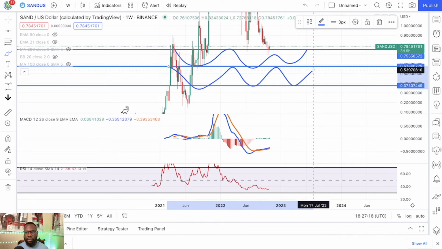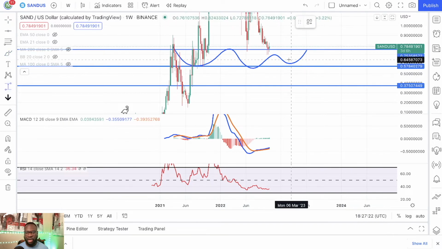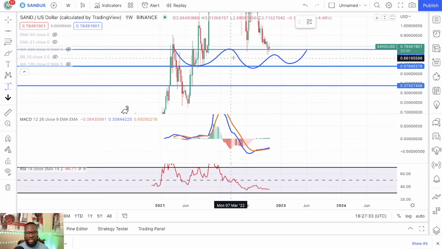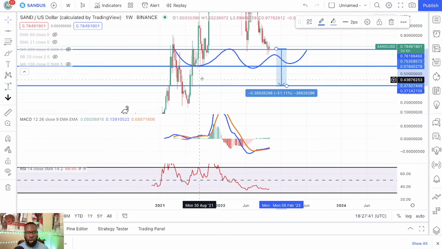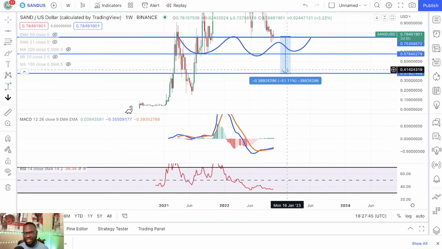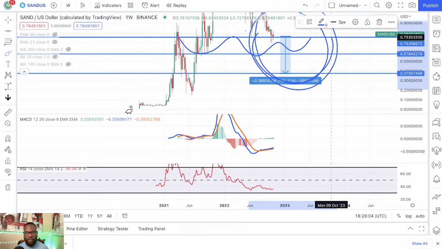So when we talk about another potential crash in the altcoin market, you can clearly see that Sandbox is going to have to hold these levels right here, because otherwise this is a project that could potentially drop all the way down to around 37 cents. And that would be a 50% drop from the current price. Again, you can't ignore this potential risk right here. This is something that you have to consider if you are building an altcoin portfolio.